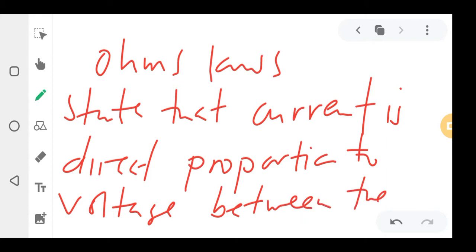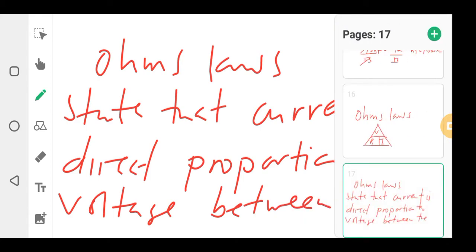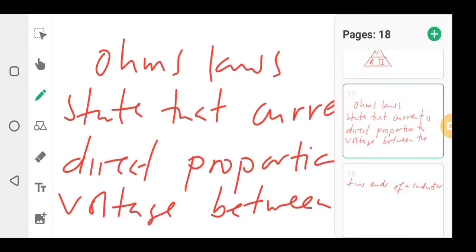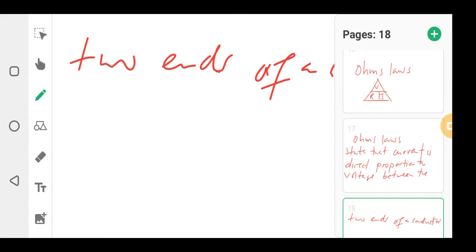Between the two ends of a conductor. You have learned this Ohm's law in grade 9. That's what it states. Current is directly proportional to voltage between the two ends of the conductor. Okay, so that formula is very important. You need to know how to use it.